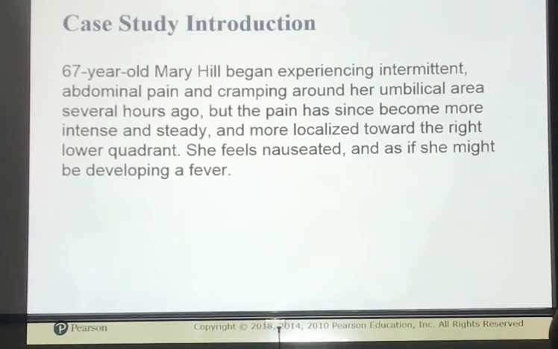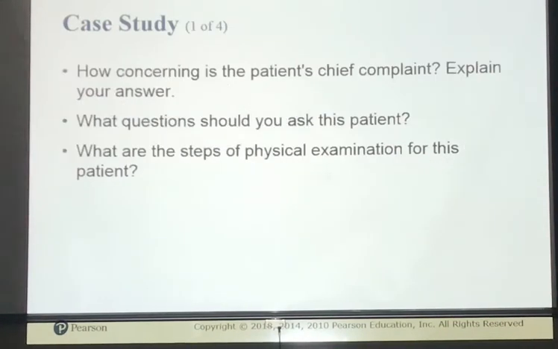67-year-old Mary began experiencing intermittent abdominal pain and cramping around her umbilicus region several hours ago, but the pain has since become more intense and steady and more localized towards the right lower quadrant. She feels nauseated as if she might be developing a fever. So, how concerning is the patient's chief complaint? Why? Could be, I think it could be gallbladder.